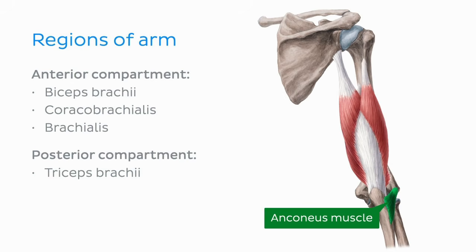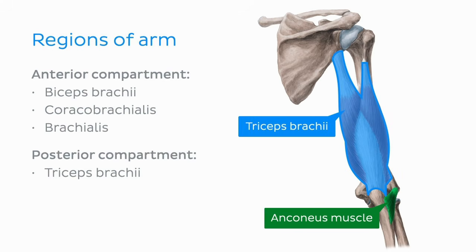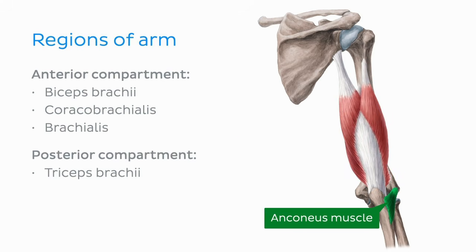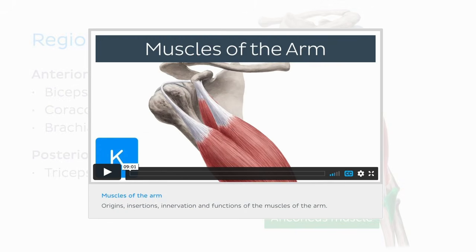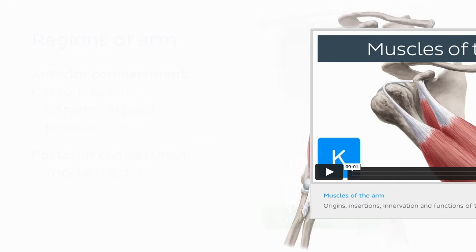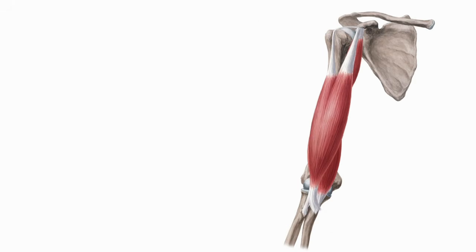However, we'll not discuss it further in this tutorial, as this muscle is often morphologically and functionally classed as a continuation of the triceps. If you want to find out more about the anconeus muscle and the other muscles of the arm, feel free to check out our more in-depth videos on the muscles of the arm. Okay, let's now take a look at the muscles of the anterior arm in a little more detail.